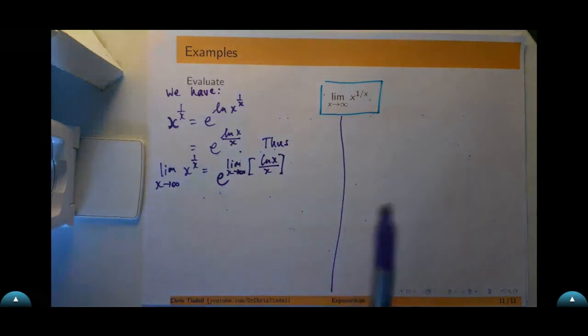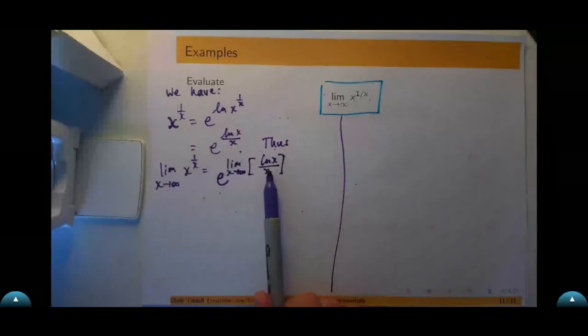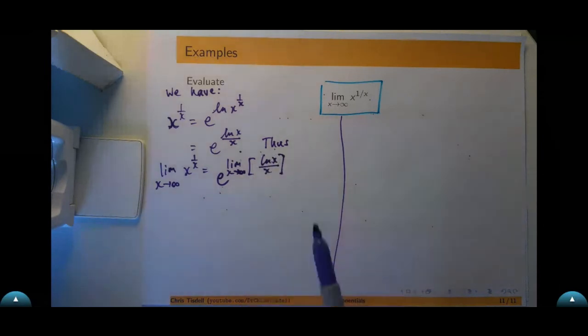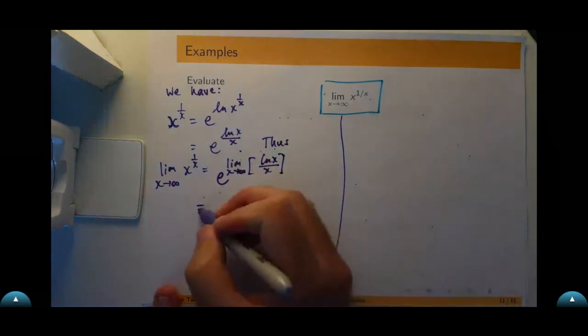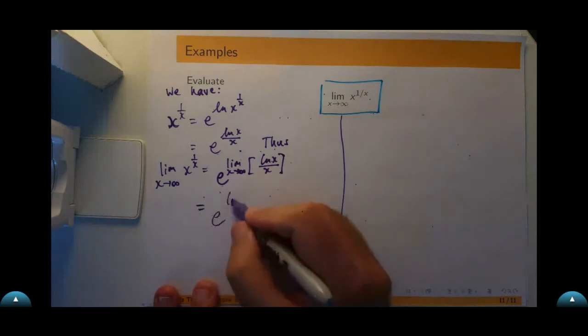Okay. So what is this limit going to be? It's going to be infinity over infinity, right? Because log x goes to positive infinity, and x goes to positive infinity. So we can use L'Hopital's rule, as Abdul Rahman is saying there.